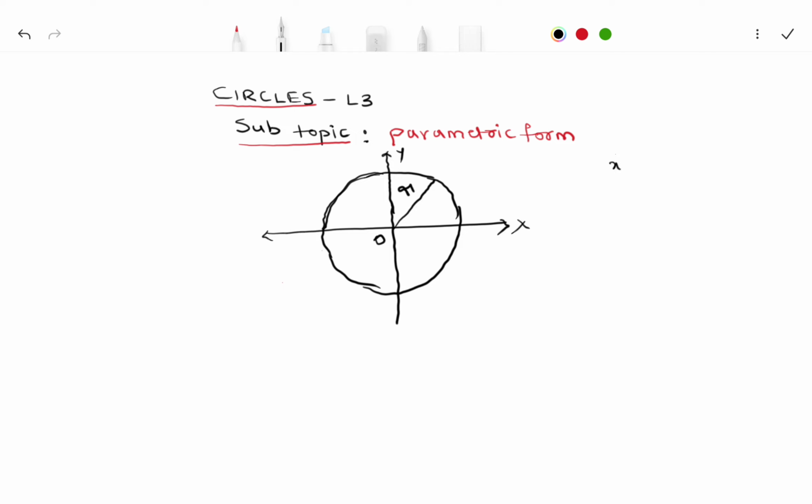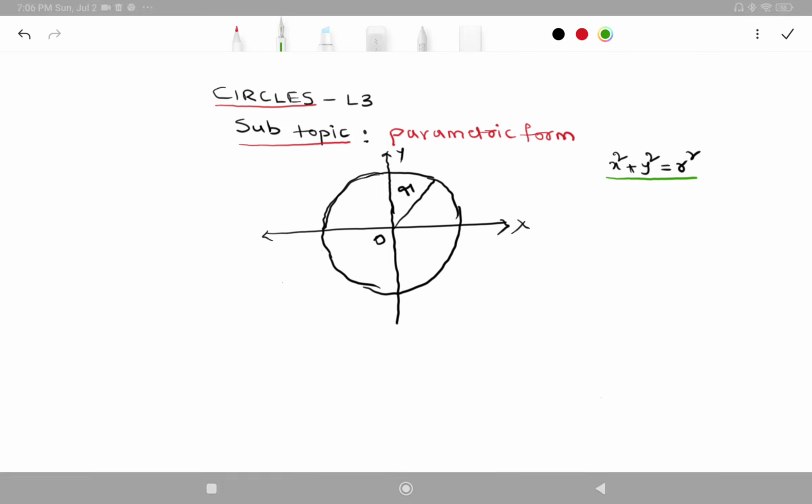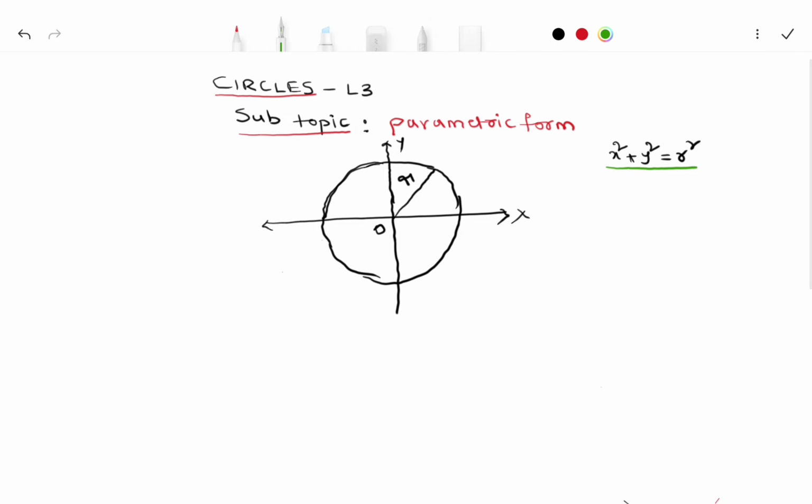That will be x square plus y square is equals to r square. This one is the equation of the circle whose center is origin and radius is r. Now let's take this point as P is equals to x comma y. Now you draw the perpendicular from P to the x-axis.